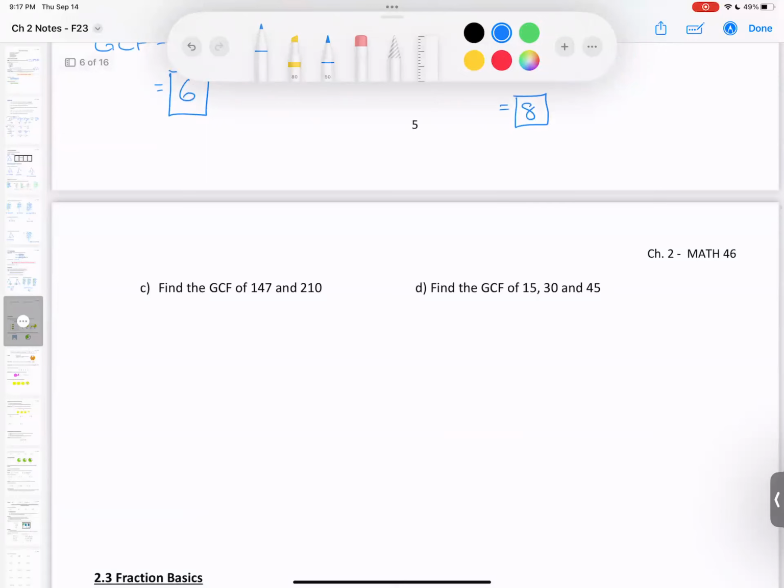All right, we've got some bigger numbers here, but the same principle applies. So go ahead, pause the video, and try those next two on your own.